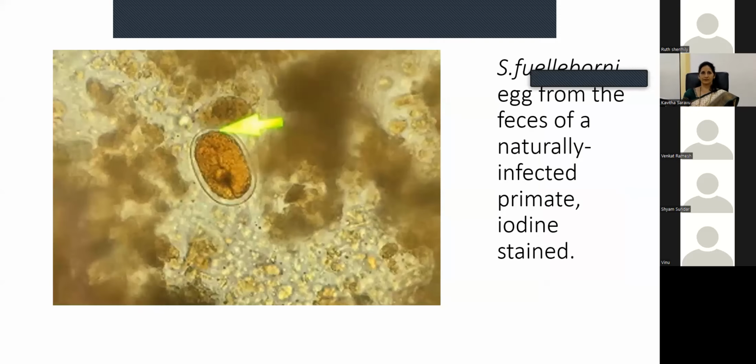So this is another picture of an egg of Strongyloides. It is Strongyloides fuelleborni. These Strongyloides infect the primates. They're normally not present in humans. And one important thing, if you notice, the egg has a larva inside, so the eggs are also called ovoviviparous. These larvae hatch immediately from the egg. That's why you only see the larva in the stool sample.